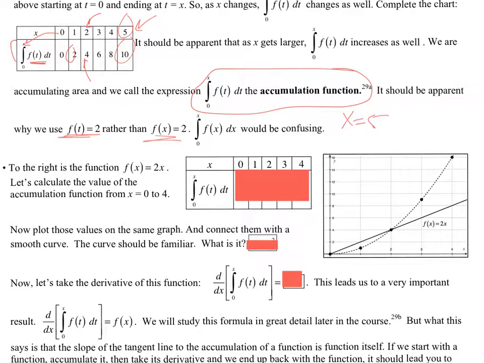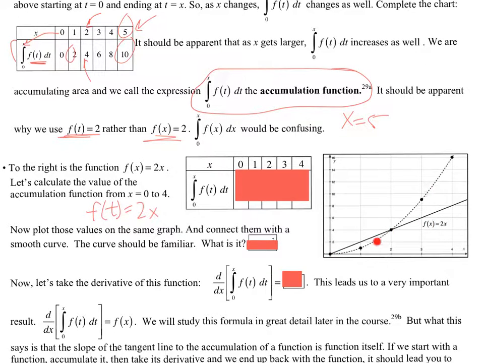So let's go ahead and take a look at the function f of x equals 2x. Let's calculate the value of the accumulation function from x equals 0 to 4. So we have the integral from 0 to x of f of t dt. As our quote-unquote y values, we're going to calculate them at the following x values. f of t is going to be 2x, which we've graphed over here on the side.